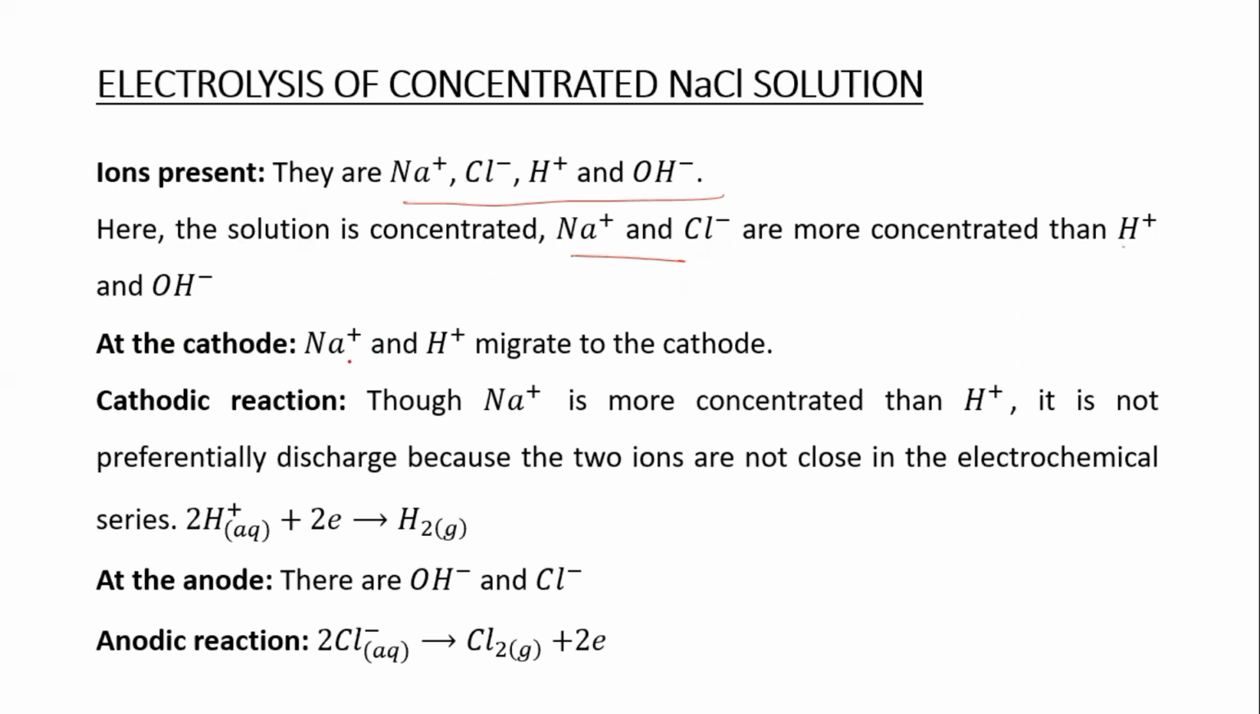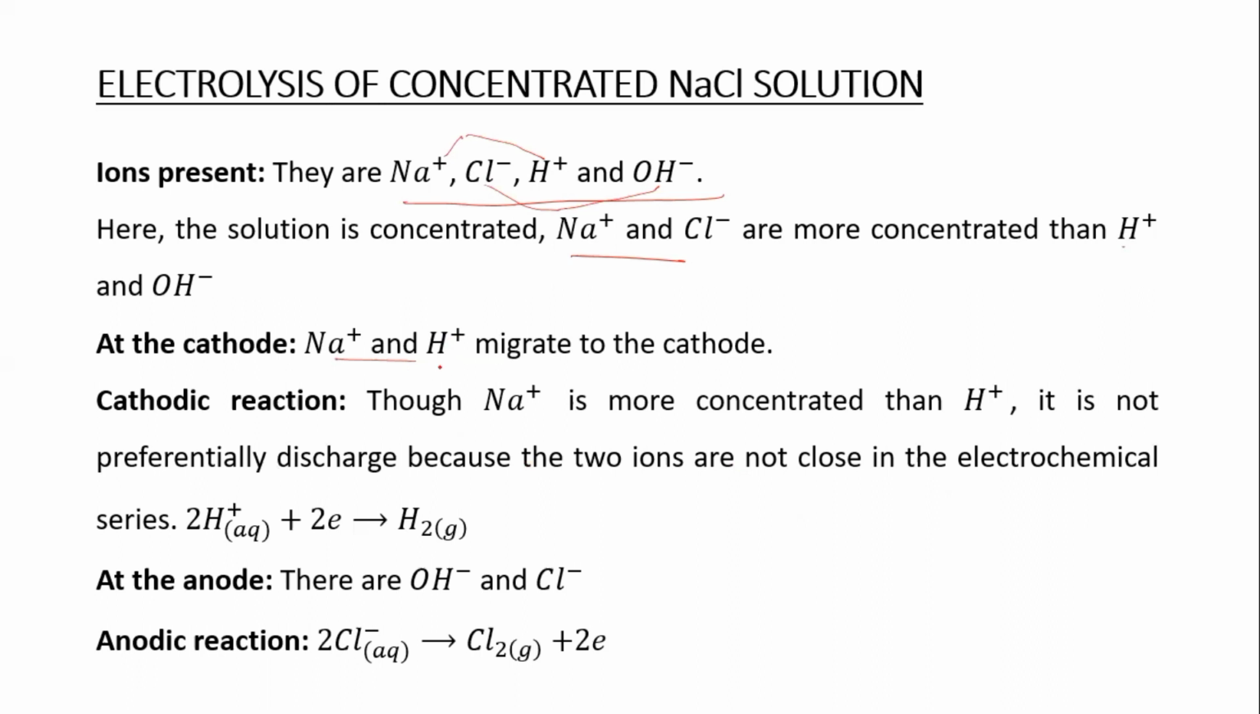All right. Of course, these cations will migrate to the cathode, and at the anode, we have the anions, which are Cl minus and OH minus. Now, of course, here, though sodium ion is more concentrated than hydrogen ion, it is still not preferentially discharged, because the two of them are not closely positioned in the electrochemical series.